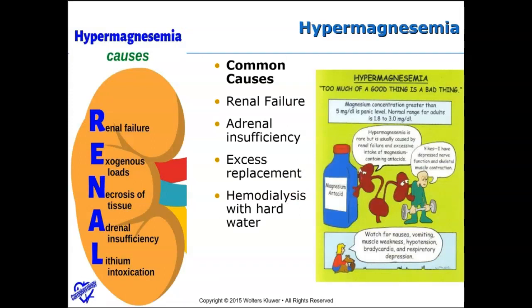Okay, next is too much magnesium. And again, common causes of hypermagnesemia are renal failure, keeping too much electrolytes and waste in the body; adrenal insufficiency; maybe we replaced the mag levels and got too aggressive and have excess replacement; or it could be with hemodialysis with hard water, too much mag.